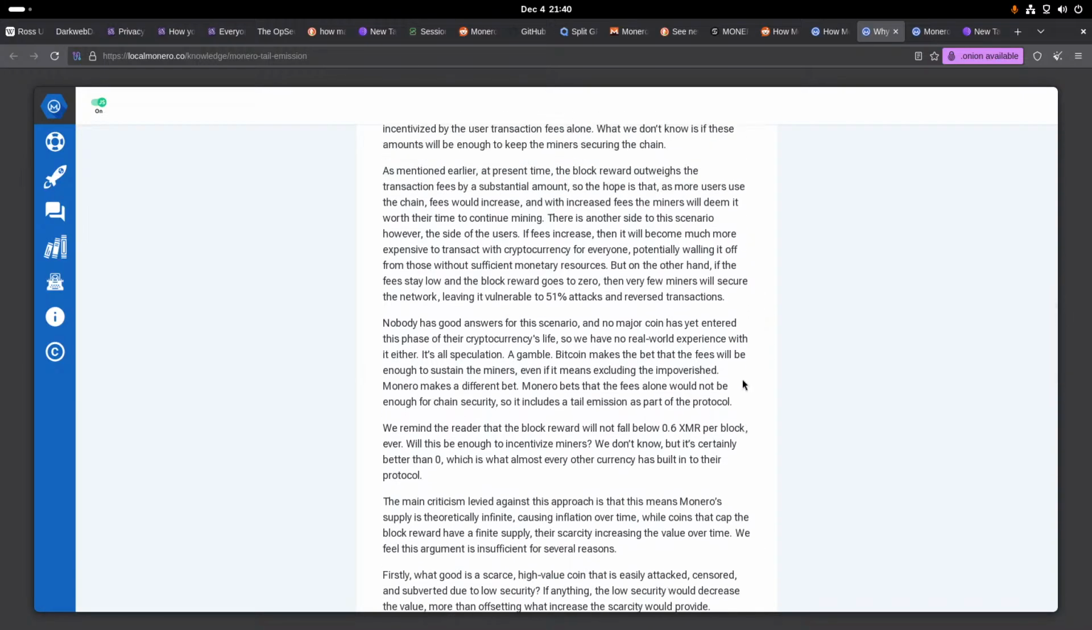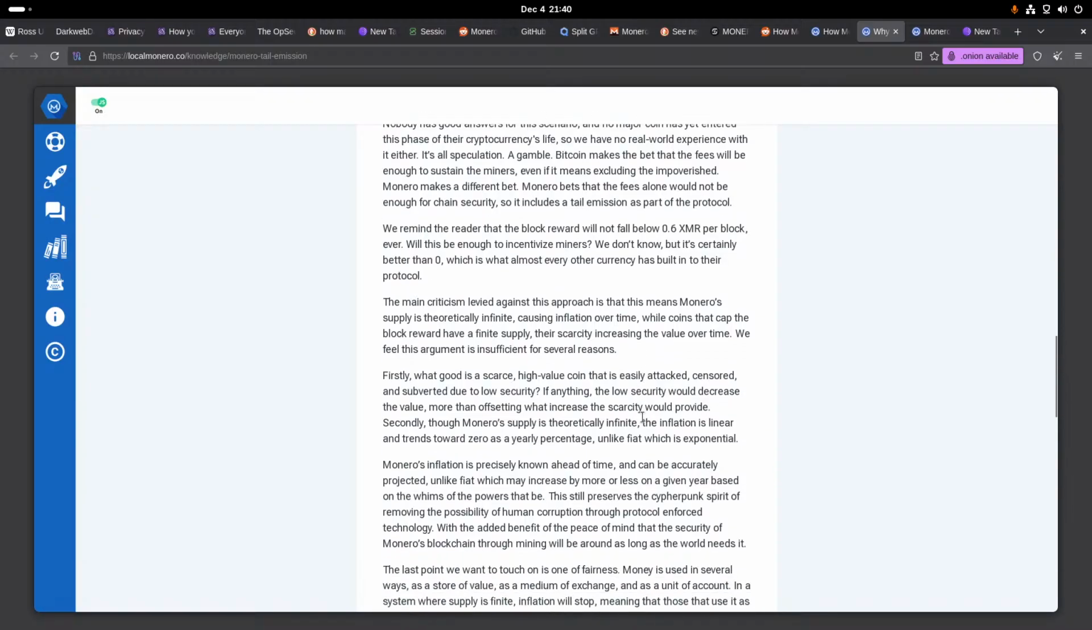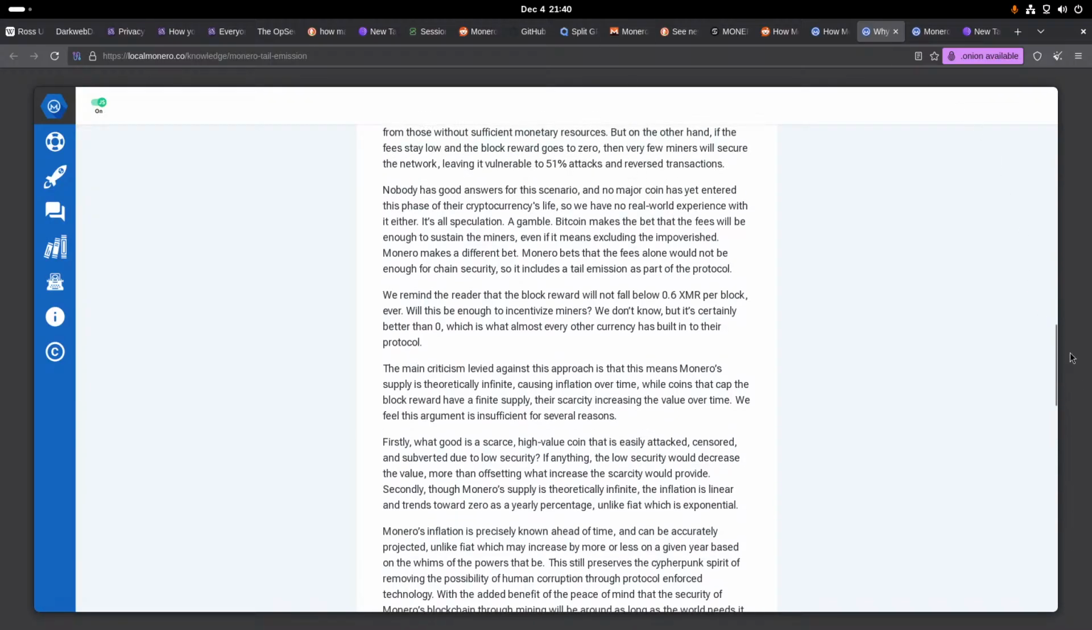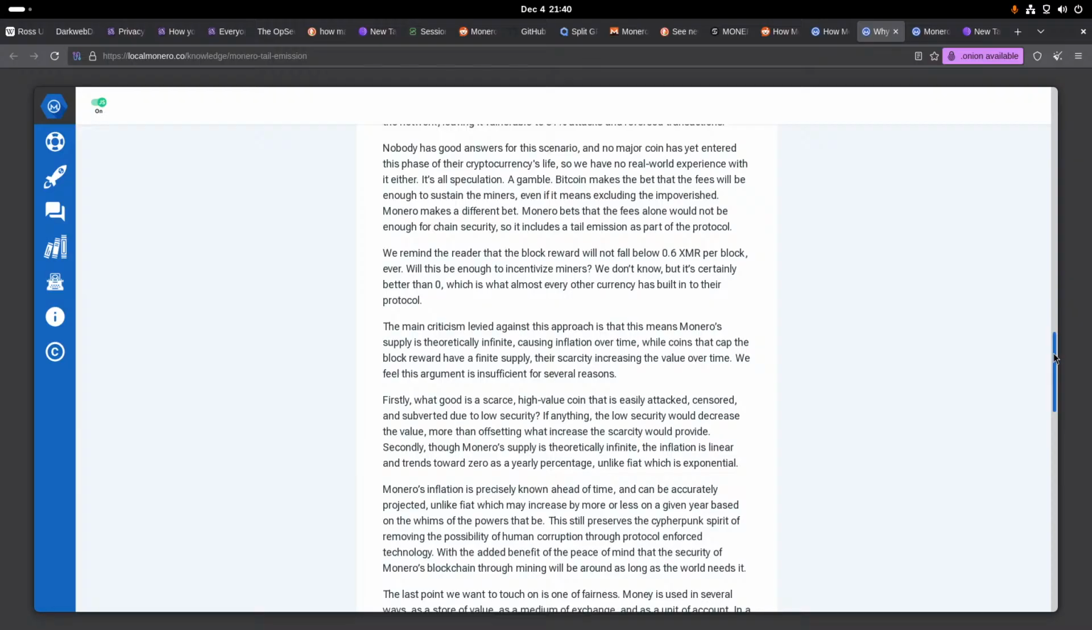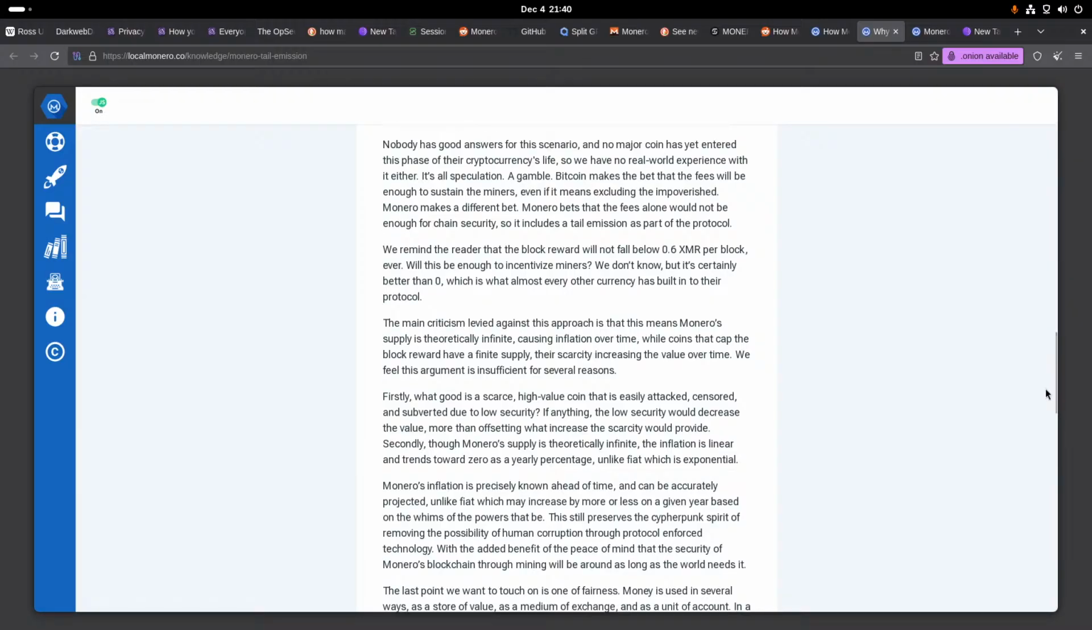As mentioned earlier, at the time, the block reward outweighs the transaction fees by a steep amount. Okay, 51% attack. Nobody has a good answer for this scenario. No major coin has yet entered this phase of the cryptocurrency's life. That's true, so we have no real-world experience with it either. It's all speculation, a gamble.